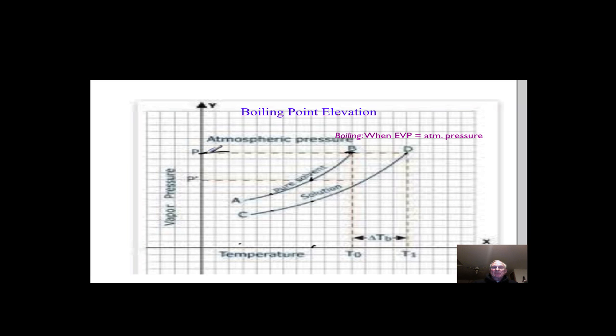So if this is the atmospheric pressure that's required for that particular liquid to boil, the pure solvent would boil at this temperature represented here by T0, the original boiling temperature. But it wouldn't be until this temperature, represented by T1, that the vapor pressure of the solution is great enough to equal the atmospheric pressure. The difference between these temperatures, the original boiling temperature and the temperature at which the solution boils, is called the delta T sub B, or change in boiling temperature, boiling point elevation.